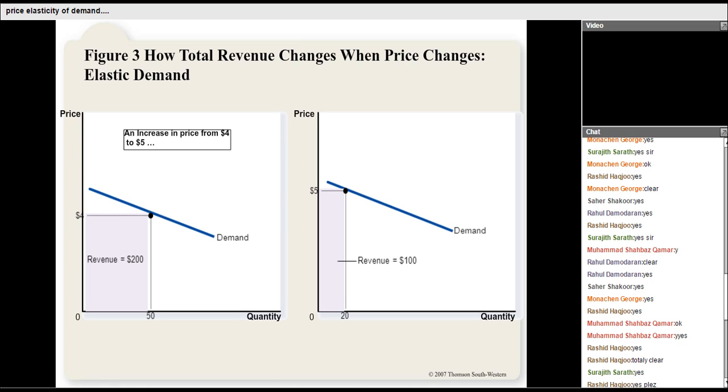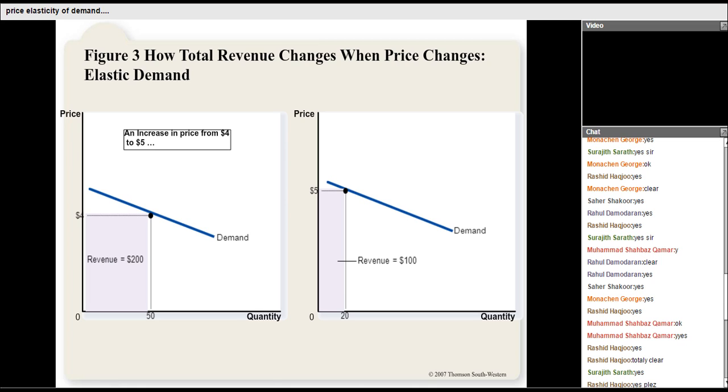Okay. See, similarly, if you look at it, the first revenue was 200. Okay, you got it? Now, note that with each price increase, we are running short of time now, I have to be quick. With each price increase, the law of demand still holds. An increase in price leads to a decrease in the quantity demanded. It is the change in price and the change in TR, the total revenue, that varies.